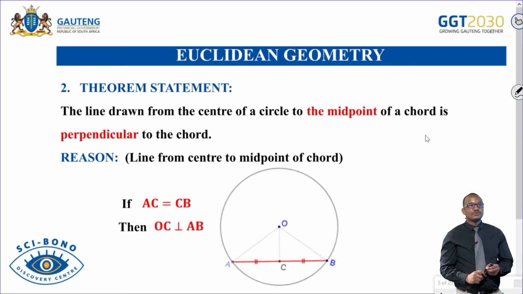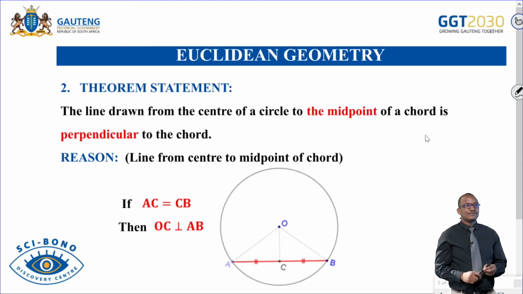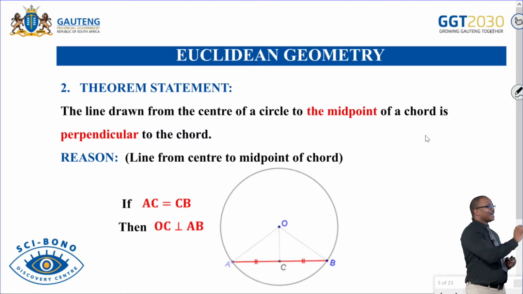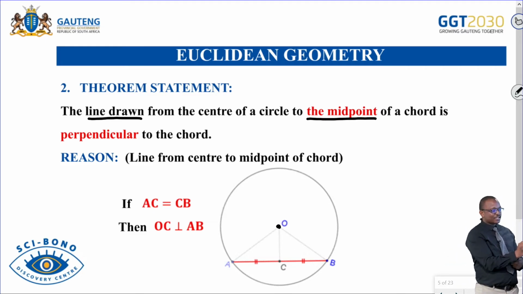Then we go to the very same theorem 1, but with another alternative, or we can call it a converse. The theorem states as follows: the line drawn from the center of a circle to the midpoint of a chord is perpendicular to the chord. So now we're talking about a line that is drawn from the center of a circle to the midpoint of a chord. We can see that we have our center as O.